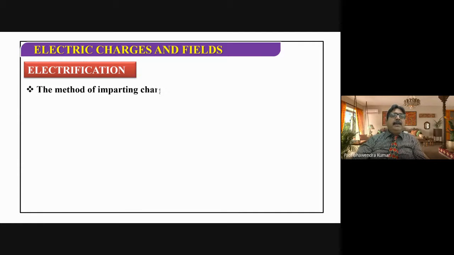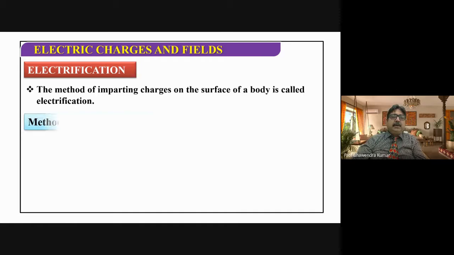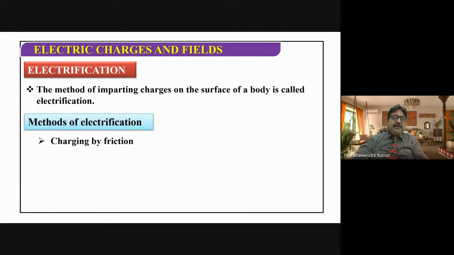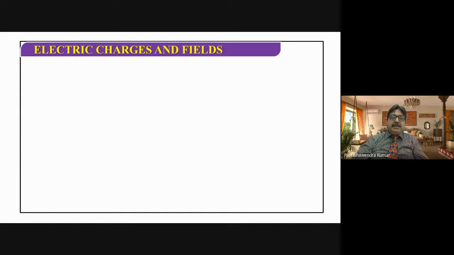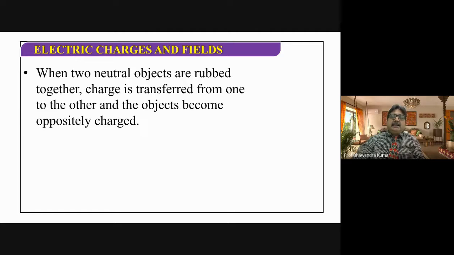Now we talk about electrification. When we try to impart the charges on the surface of a body, then the process is known as electrification. So there are different methods of electrification. One is charging by friction, other is charging by conduction, and next is charging by induction. When we talk about charging by friction, then two neutral bodies are rubbed together and the charge is transferred from one to other, right?